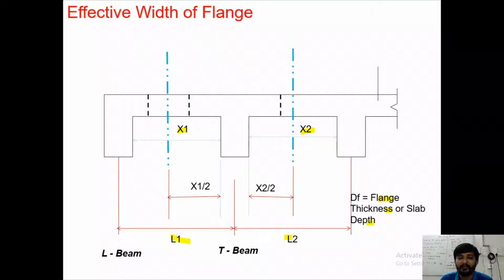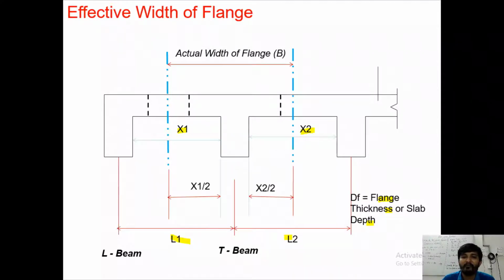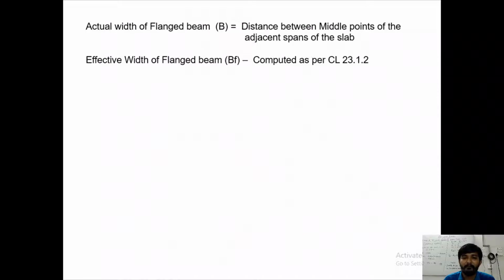the span L2. So this distance is called actual width of flange, that is capital B, and we are concerned about the effective width of flange, that is bf. Right? So this is the effective width of flange bf. We are more concerned about finding the value of this. So Df is again flange thickness or slab depth. bw is the width of your beam.